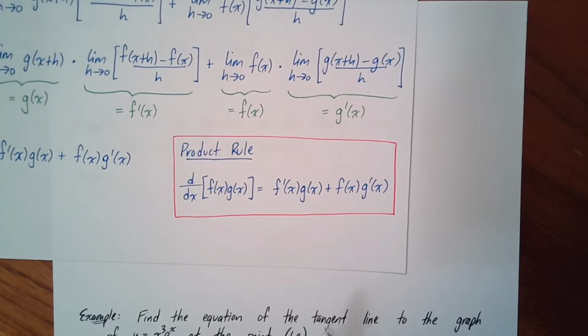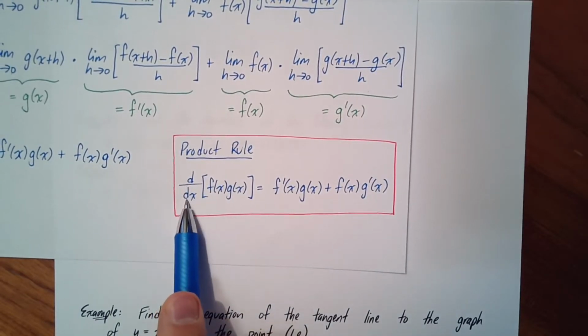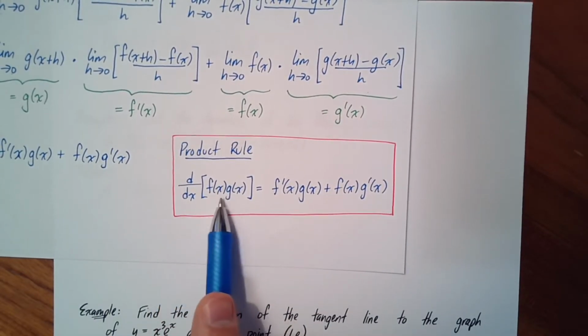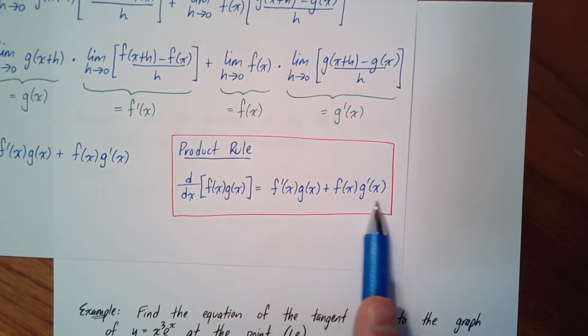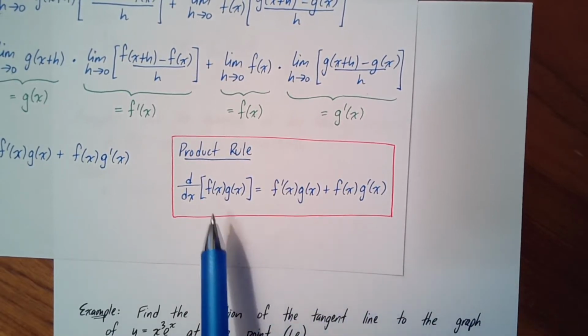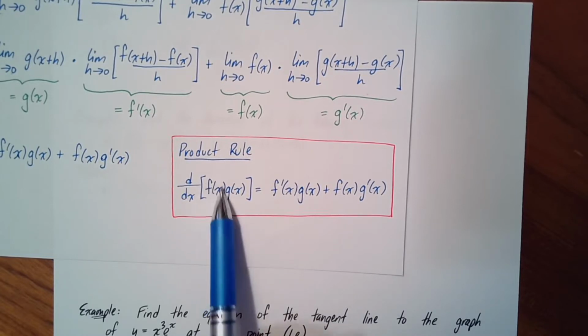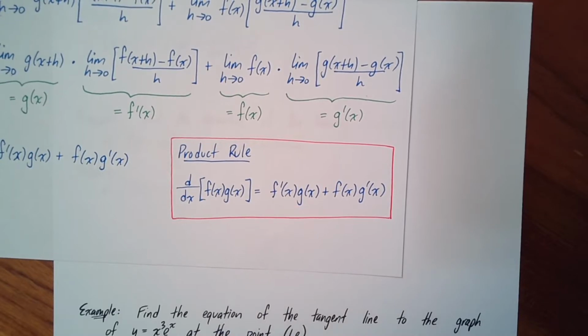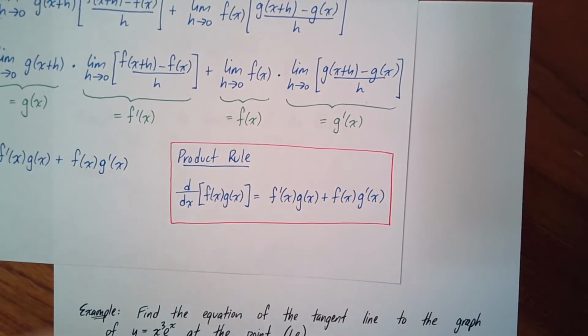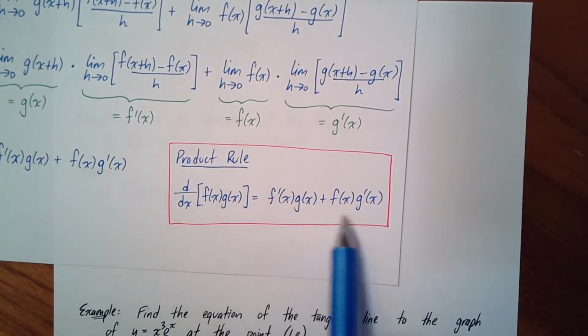And remember, think of this as a guide. Here's your product rule, right? If you have the derivative with respect to x of a product of two functions of x, its derivative can be computed using this formula. Don't make the mistake of thinking you can just simply apply the derivative to this function and apply the derivative to this function and then paste them back together with multiplication after, because that doesn't work. Okay, you have to use this rule over here. And that's what we're going to do.